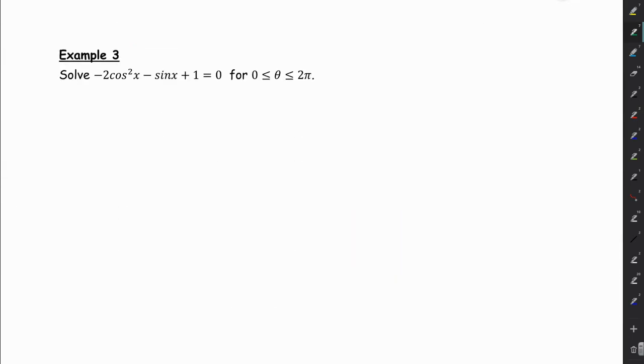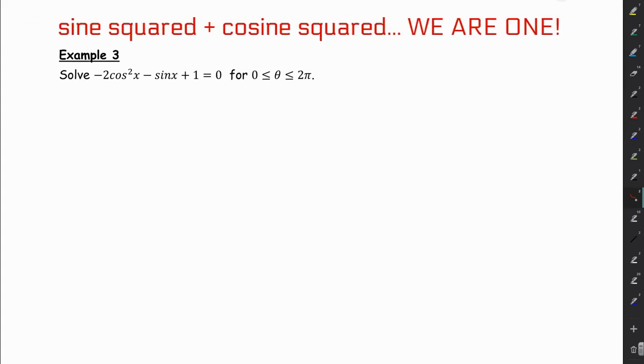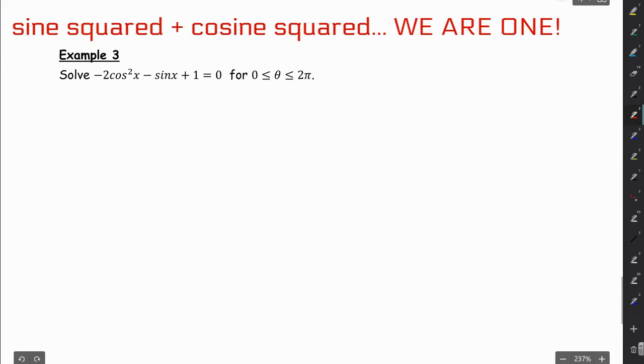All right, moving on to example 3. Now this one looks a little scary. And the first problem here is that I've got cosine and sine in one problem. And whenever that happens, you know that you're going to need to use our Pythagorean identity. Sine squared plus cosine squared equals 1. Let's write that down.